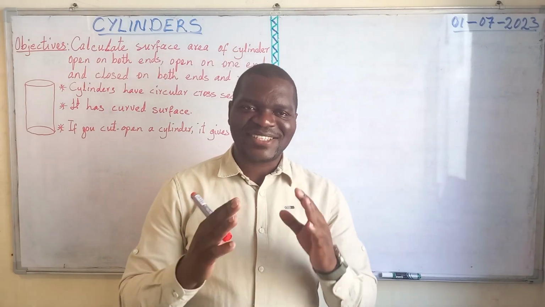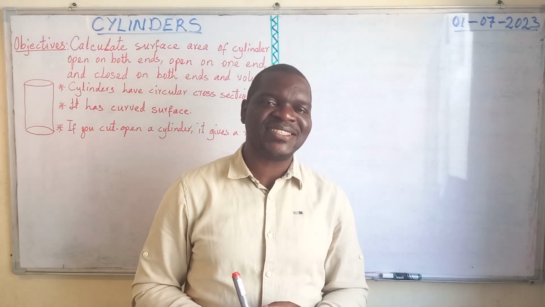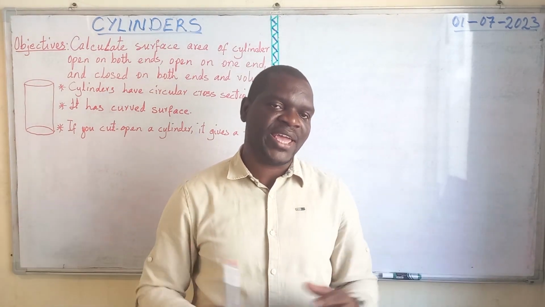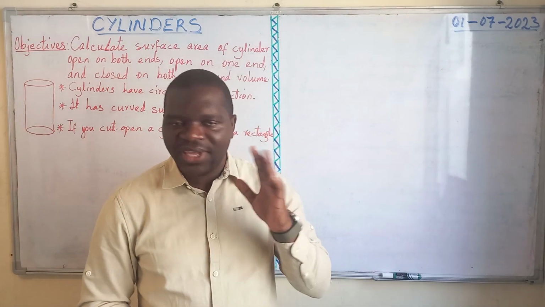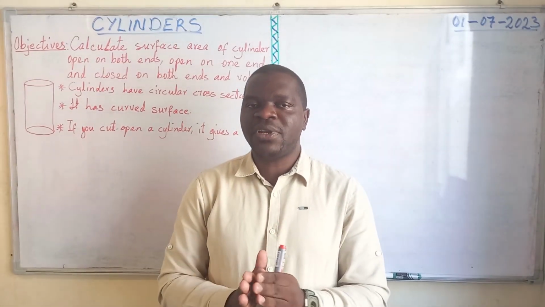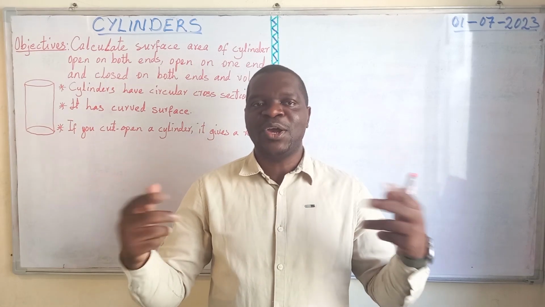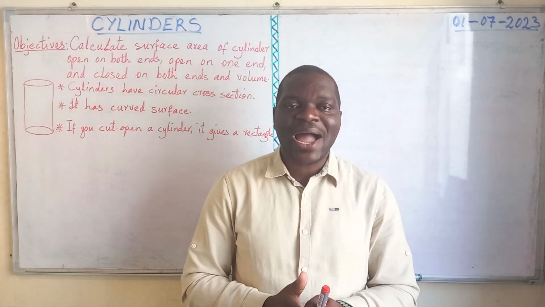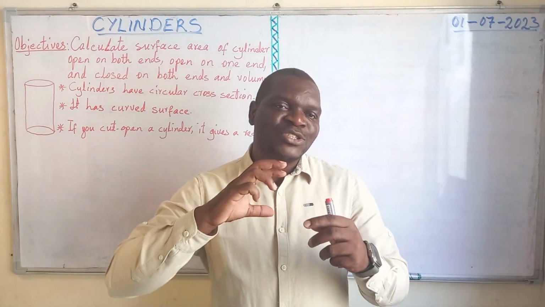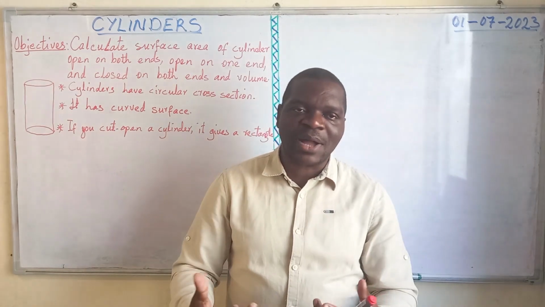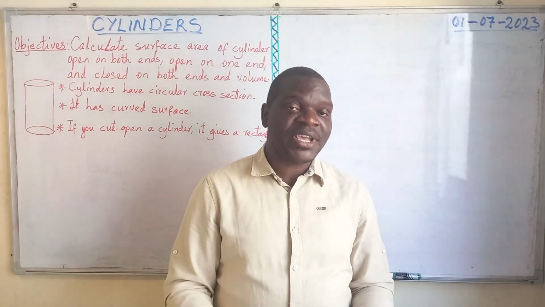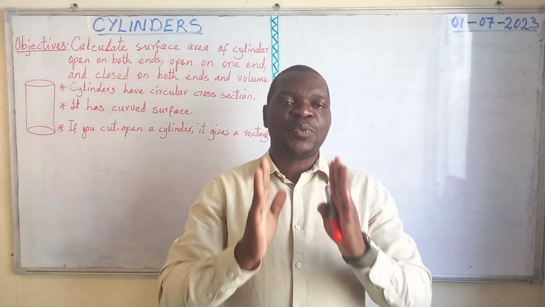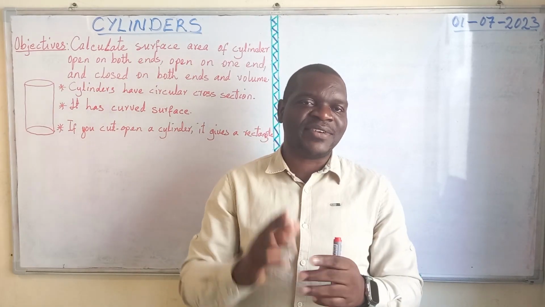With this said, let's go into the first aspect, which is how to find the area of a cylinder open on both ends. Now, let's look at this and think carefully. If a cylinder is open at both ends, we should be thinking of objects which have this kind of characteristic. For example, a pipe. A pipe is open on both ends and has only the curved surface. So if we talk about finding the surface area of the curved surface of a cylinder that is open on both ends, we are talking about the curved surface only.